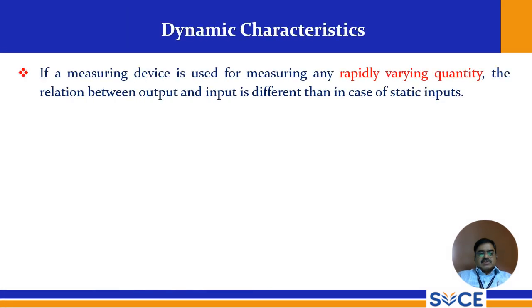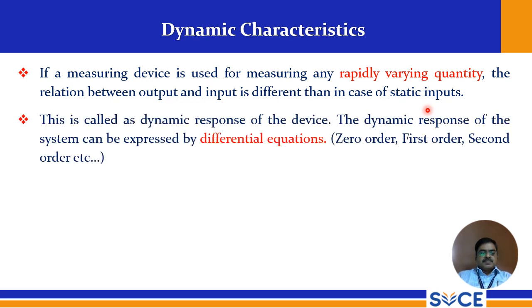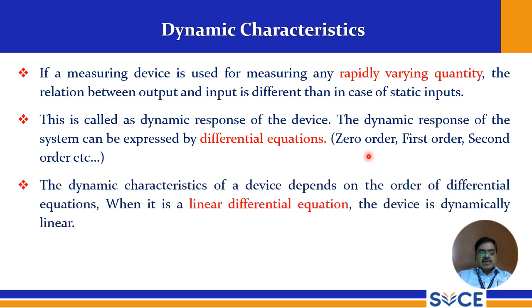And dynamic characteristics. Here, if a measuring device is used for measuring any rapidly varying quantity, the relation between output and input is different than in case of static inputs. So here the inputs are dynamic in nature. This is called the dynamic response of the system. The dynamic response of the system can be expressed by differential equations: zero order, first order, second order, etc. Up to second order, it is easy to solve. The dynamic characteristics of a device depend on the order of the differential equations. When it is a linear differential equation, the device is dynamically linear.